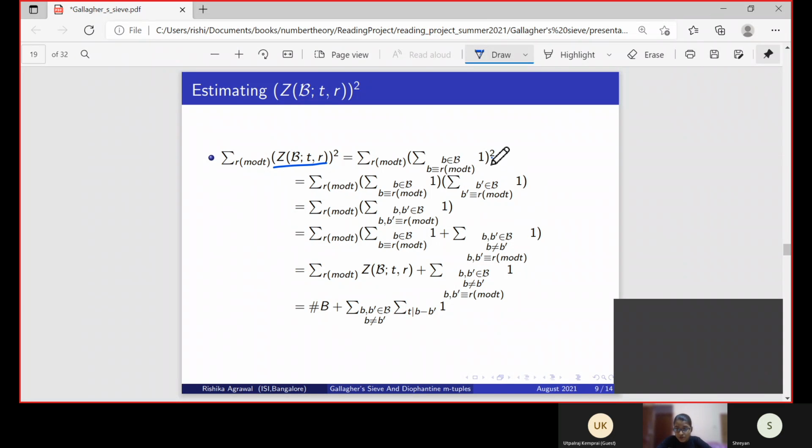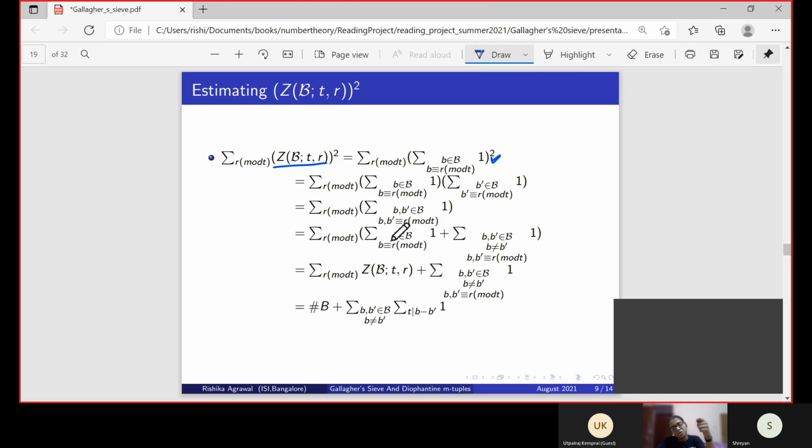And then writing this square in terms of b and b prime, we get the summation over r mod t, multiplied by the summation over b belonging to B, b congruent to r mod t, of 1, multiplied by the summation over b prime belonging to B, b prime congruent to r mod t, of 1. Now again trying to pair it up. One important theme in analytic number theory is to play with summations, and that is what we are doing. Interchanging summations, taking one out, putting another in, is what brings many results.